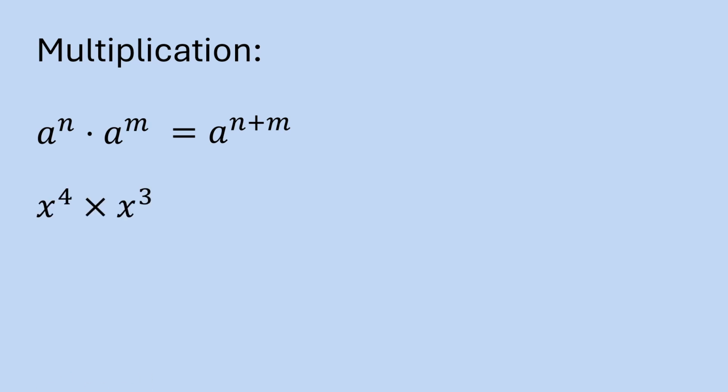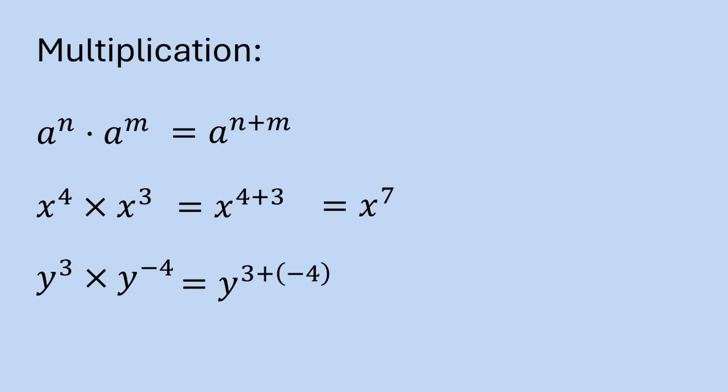Example: x to the power of 4 multiplied by x to the power of 3 is equal to x raised to 4 plus 3. Answer is x to the power of 7. Second example: y raised to 3 times y raised to negative 4 is equal to y to the power of 3 plus negative 4. Answer is y to the power of negative 1.